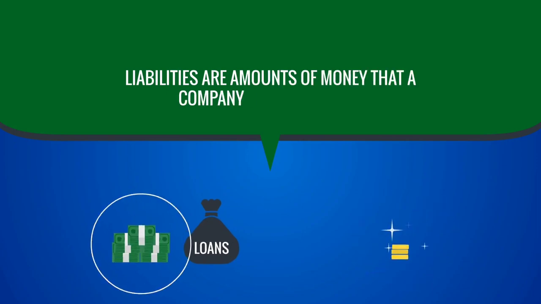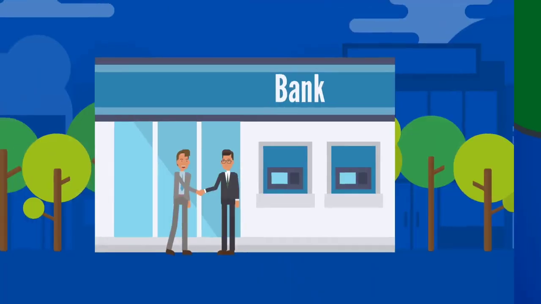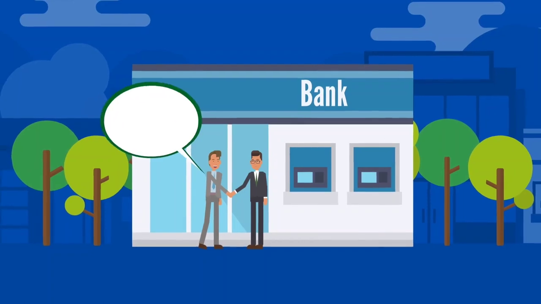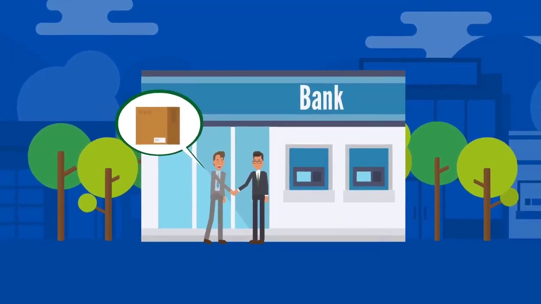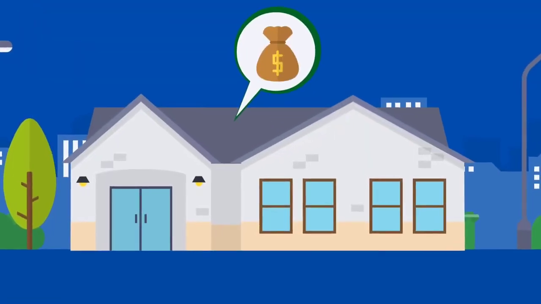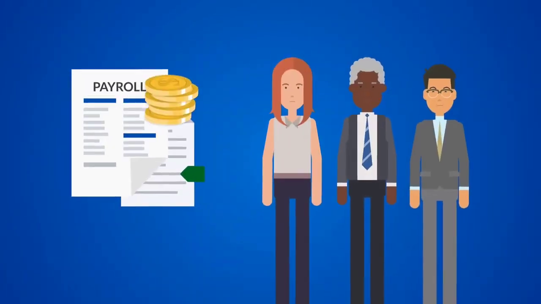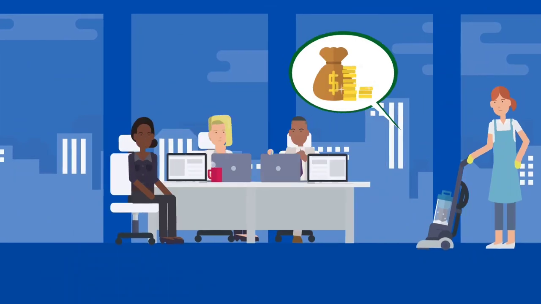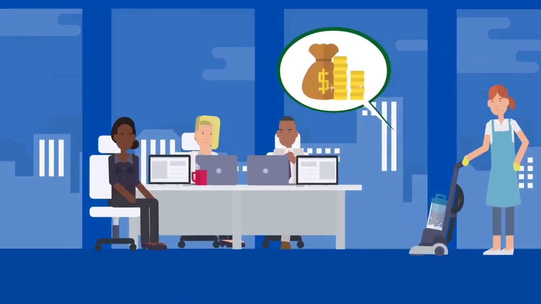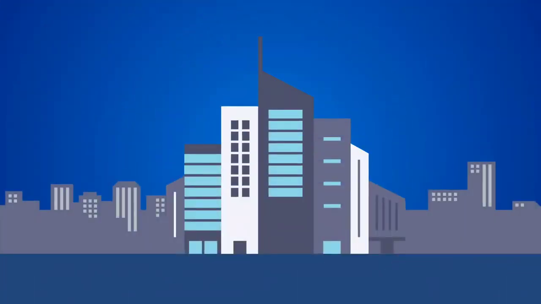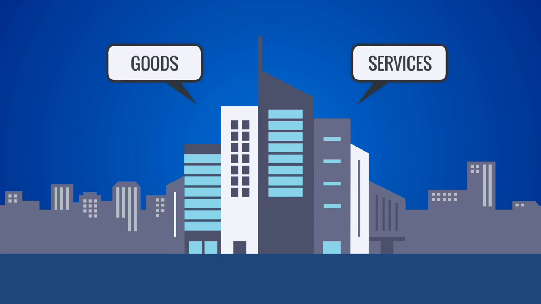Liabilities are amounts of money that a company owes to others. This can include all kinds of obligations like money borrowed from a bank to launch a new product, rent for use of a building, money owed to suppliers for materials, payroll a company owes to its employees, environmental cleanup costs, or taxes owed to the government. Liabilities also include obligations to provide goods or services to customers in the future.